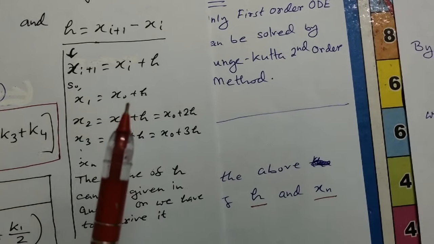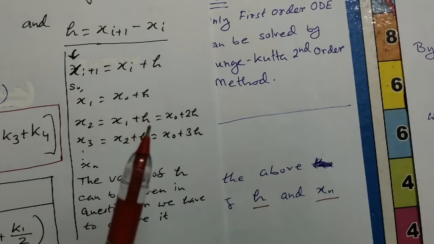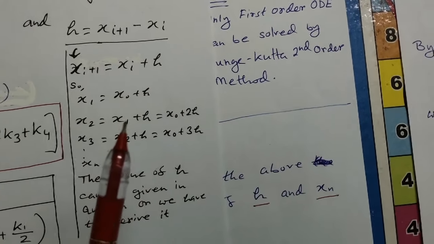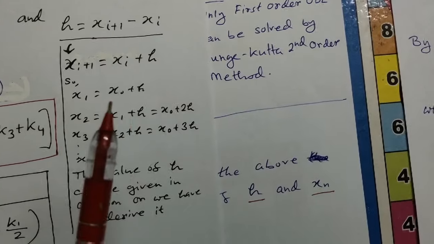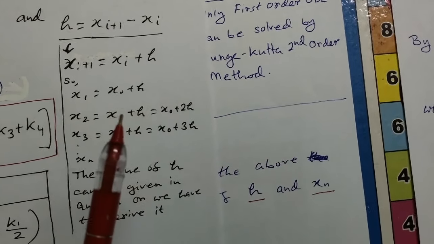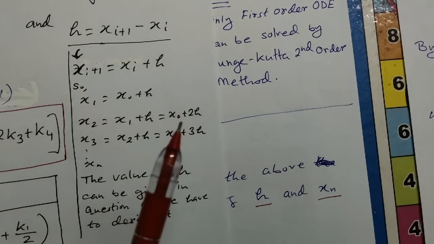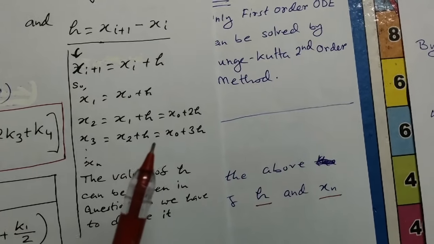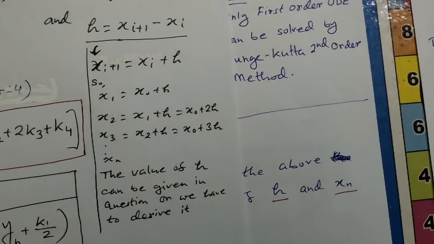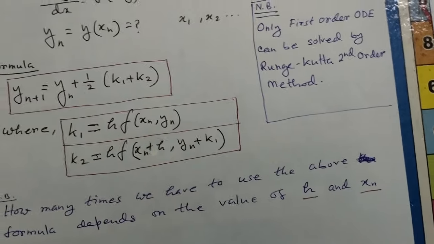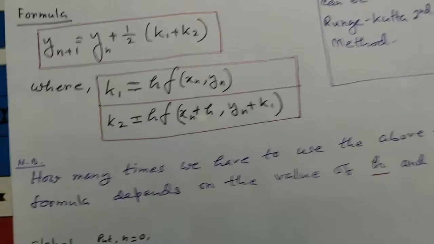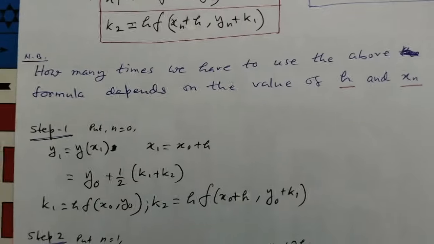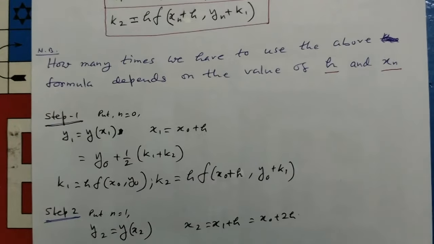So x1 will be x0 plus h, and x2 is x1 plus h, which equals x0 plus 2h. Why? Because if we substitute the value of x1 here, x2 equals x0 plus h plus h, so it is x0 plus 2h. Similarly, x3 equals x2 plus h, which equals x0 plus 3h. The value of h can be given in the question, or we have to derive it from the given values of x0 and y0.